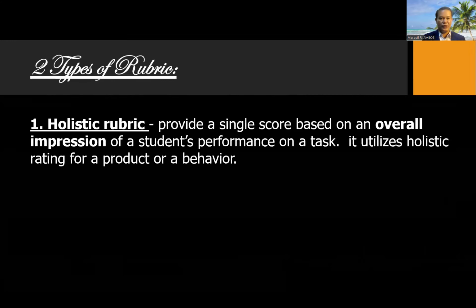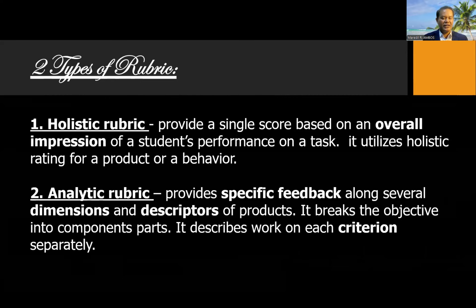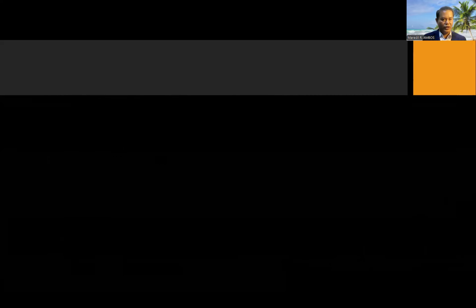We have two types of rubrics. The first is the holistic. Okay, and it provides a single score based on the overall impression of a student performance on a task, and it utilizes holistic rating for a product or a behavior. The second is analytic rubric. It provides specific feedback along several dimensions and descriptors of products. It breaks the objective into component parts, and it describes the work on its criterion. So there's, of course, the criteria that we need to work with.